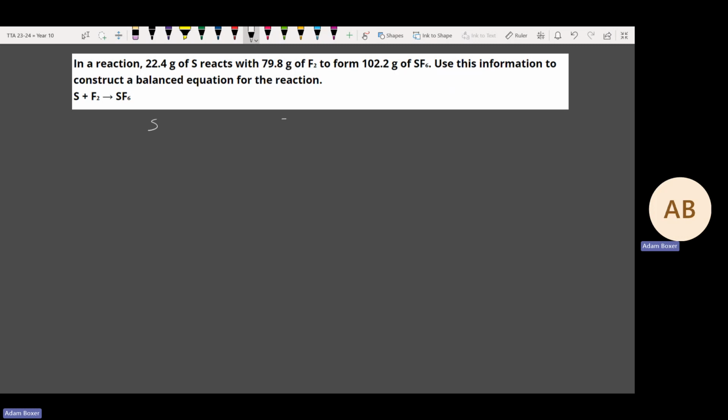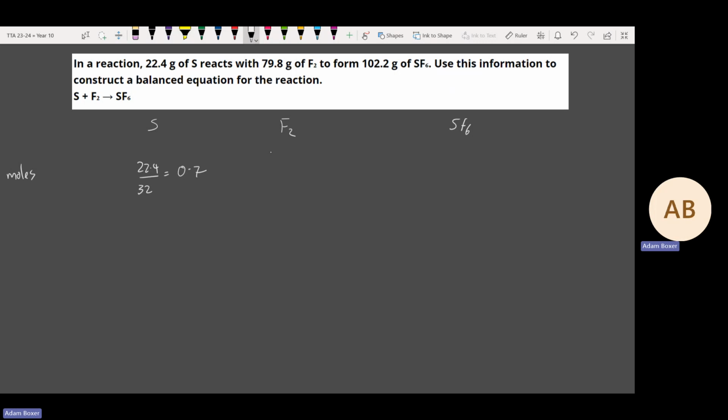I've got S, F2, SF6. First I want to work out moles, which is going to be 22.4 divided by sulfur is 32, I think. Yep, 32. Oh, not 35, sorry, got that wrong. 32, and that gives me 0.7.